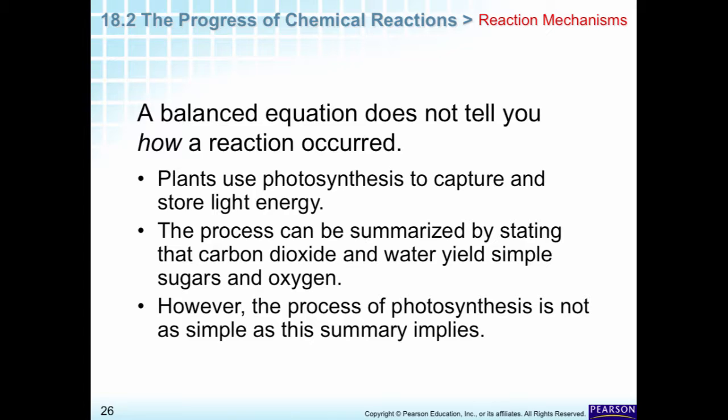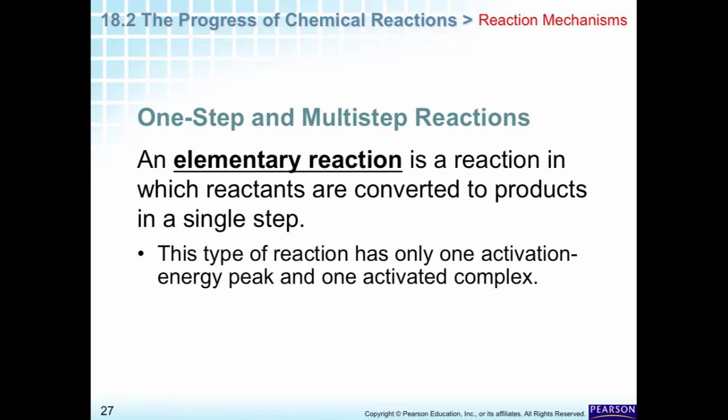So we've been doing in chemistry lots of balancing equations during the entire year. But it doesn't tell you how it occurs. I mean, we know that plants use photosynthesis to capture and store light energy. We can say we have carbon dioxide and water and we make sugars and oxygen. That's very simplistic. We don't really know what happens in between the sun hitting the leaves of the tree and this photosynthesis reaction occurring. There must be other things going on in the process.